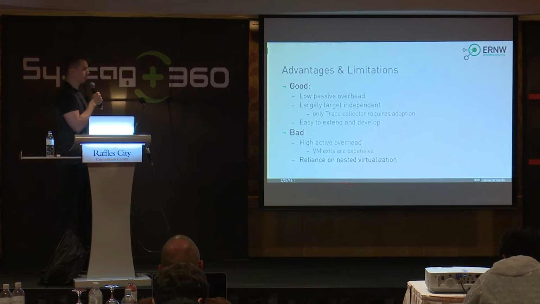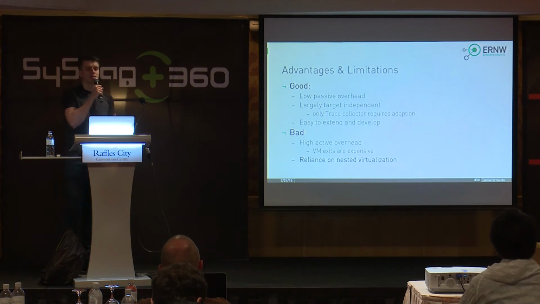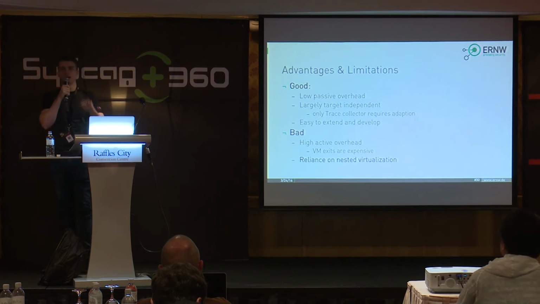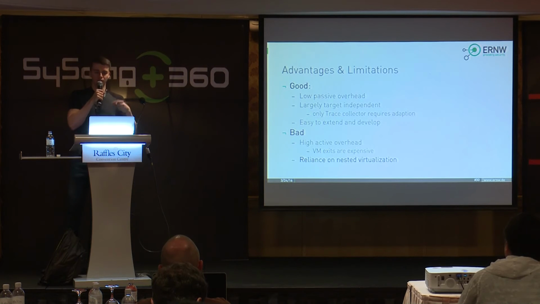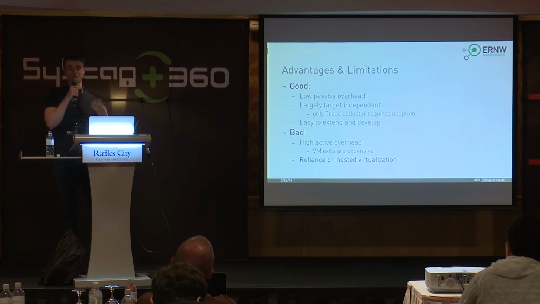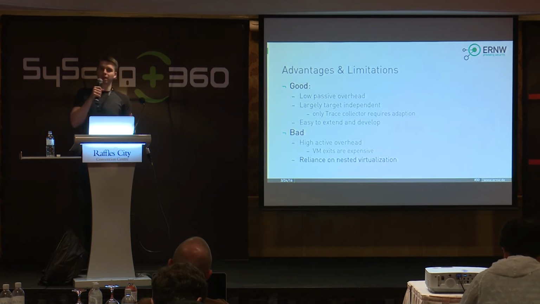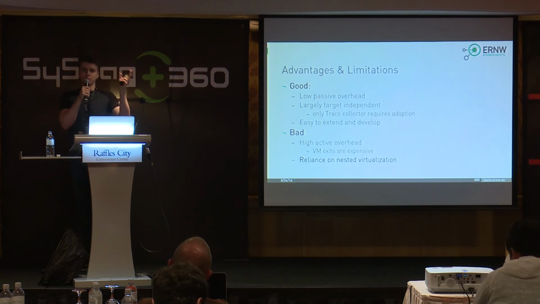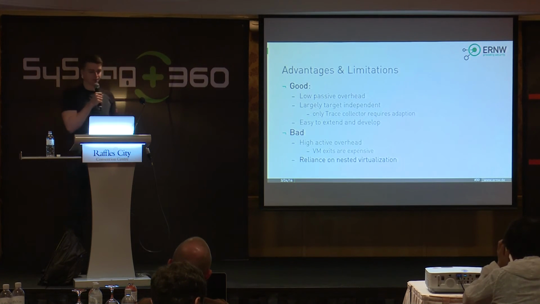The problem is you have a really high active overhead. Every time such an EPT violation is traced, you will generate a VM exit. And VM exits are expensive, so you shouldn't do this if you want to do full system tracing. But it's okay if you are only interested in memory accesses to certain areas.